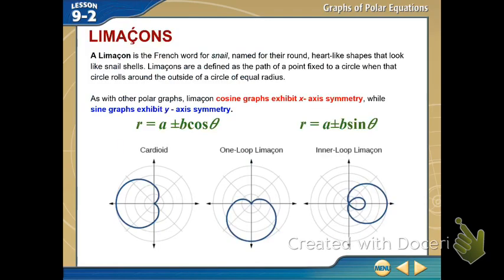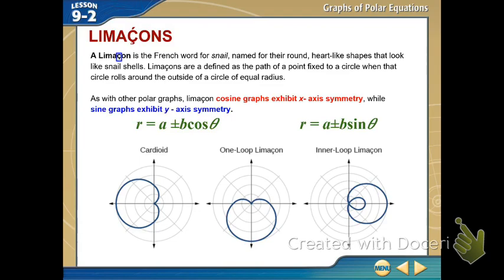All right, next family. Let's take a look at limaçon. So limaçon is a French word. That's why you have this fancy French letter here, right? And it's the word for snail, and it actually was named by Blaise Pascal, the guy who made Pascal's triangle, because he thought that they looked a little bit like snails, like a snail shell.